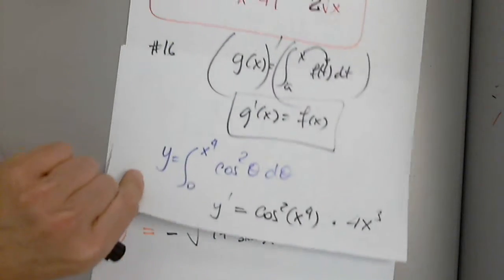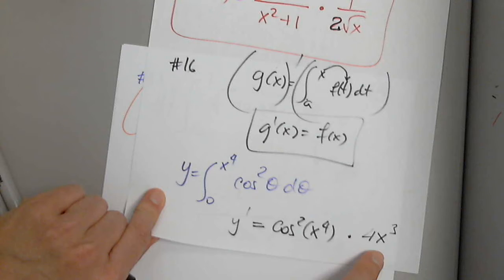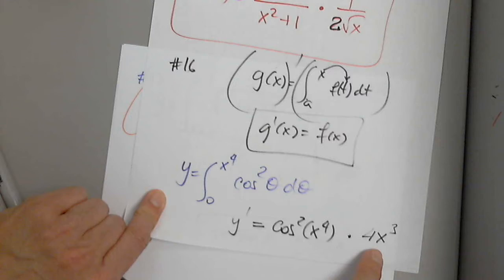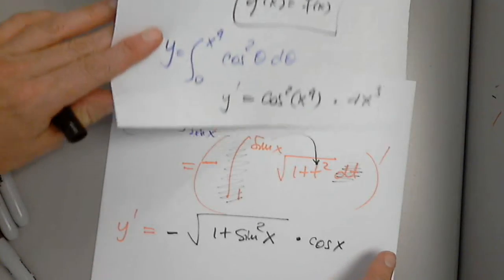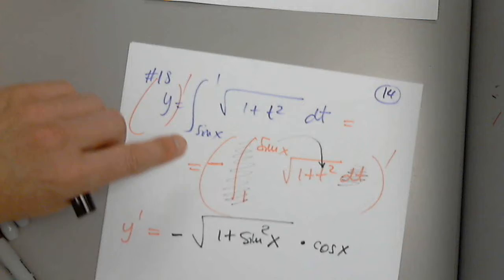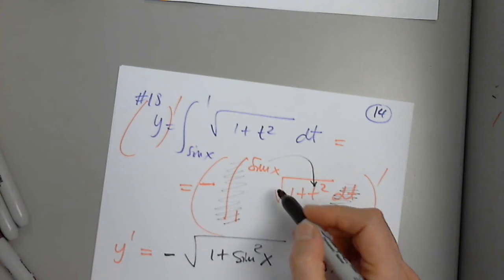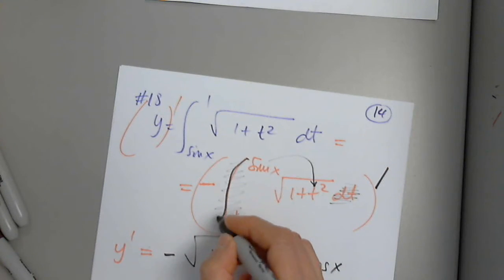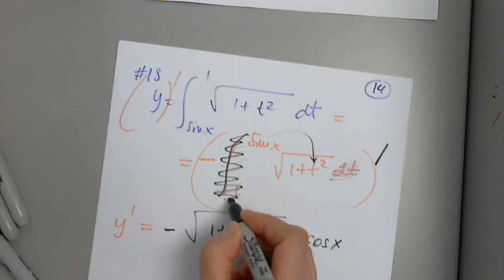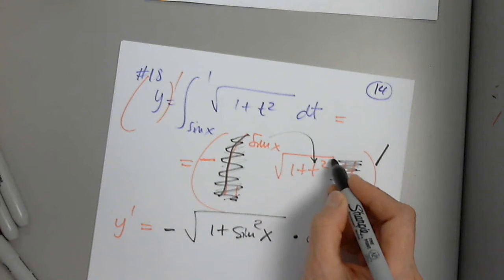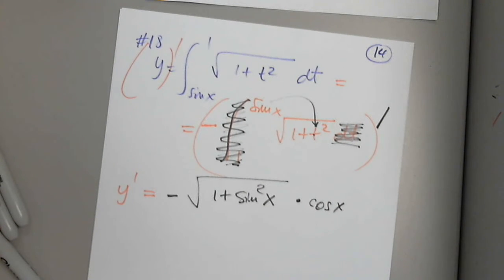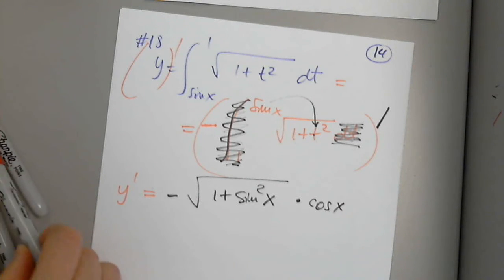Like we did here. Here we multiplied by 4x to the third because this upper limit was not plain x. When the upper limit is not plain x, we have to multiply by the inner function prime. When I differentiate sine, I get cosine. I'm not differentiating the square root. When I differentiate an integral, all that changes is this goes away and this goes away. Nothing changes here other than plugging in sine x. And then I have to multiply by the derivative of sine. Is this okay, everyone?